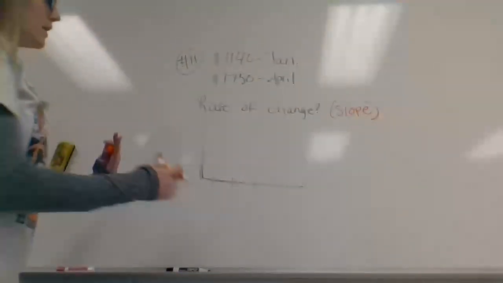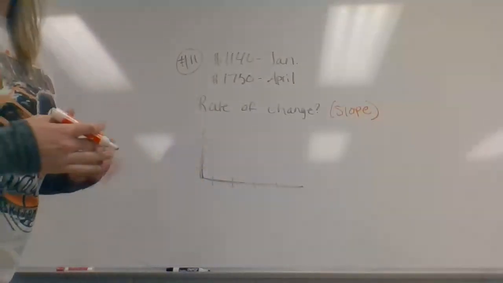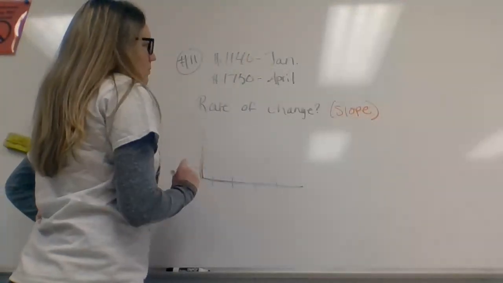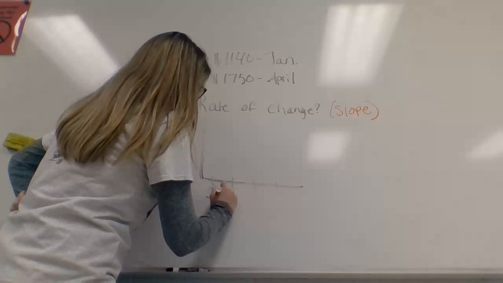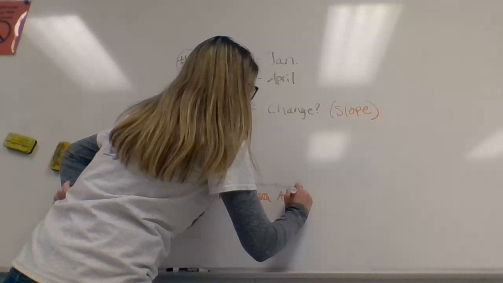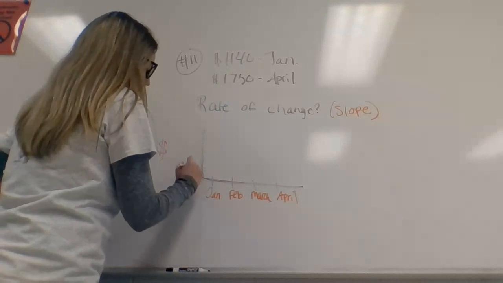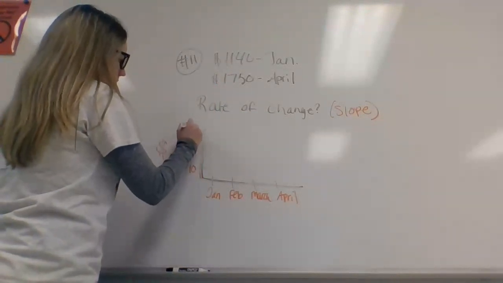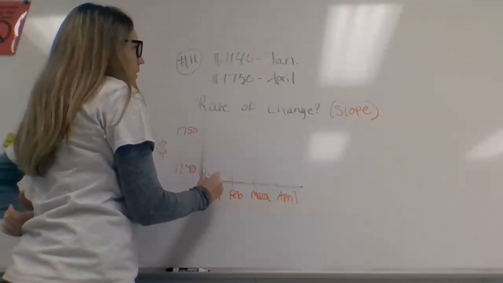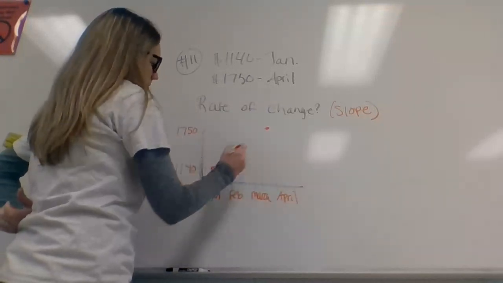Because I know it's slope, I can graph things on my XY axis to give me a better idea of what I'm looking at. So for example, if I started at $1,140 in January, I can mark my months down here. I can have January, February, March, and April. And then my money can go over here. So I can start at 1,140 and go up to 1,750. Now I can graph these points. So in January, he had 1,140. And then in April, he had 1,750.